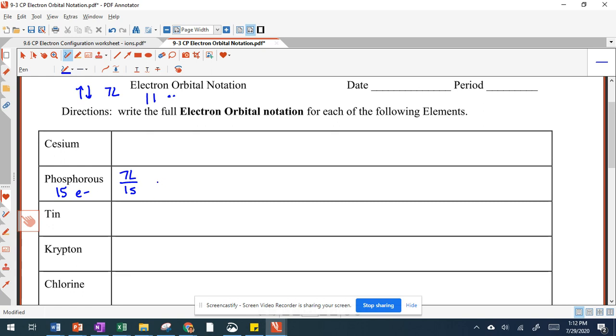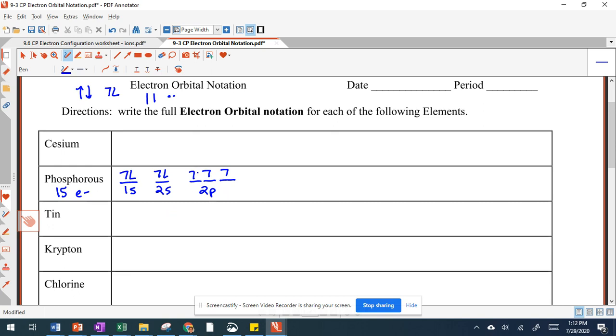So after 1s comes 2s. There's also just 1 orbital in the 2s sublevel, so we just have 1 line. There's 2 electrons. We've used 4 electrons. We still have 11 electrons to go. After 2s comes 2p. There's 3 orbitals in the P sublevel, so we're going to put 3 lines. You notice here I have less space between the P orbitals than I have between the 2s and the 2p. So make sure you make the spaces pretty clear.